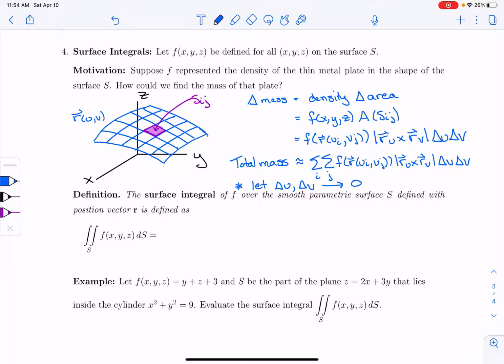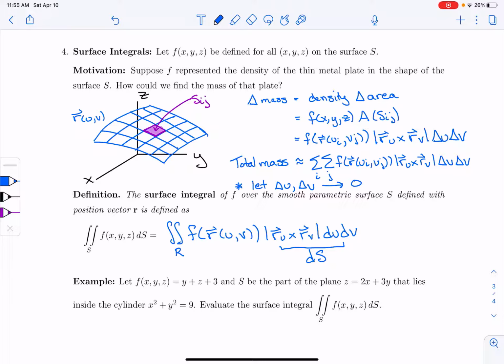So the surface integral of f ds is defined as a double integral over the region R of f of r of u, v. So the density evaluated on the parameterization of the surface times that little bit of surface area. So we think of ds as being the magnitude of r sub u cross r sub v, du dv. So this we think of as being ds, a little bit of area of the surface.